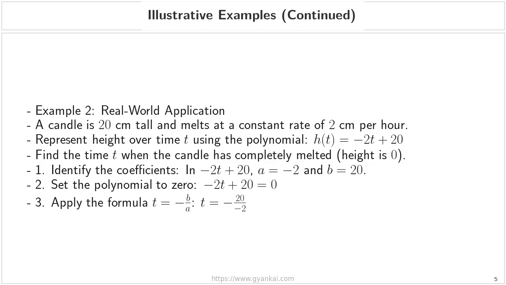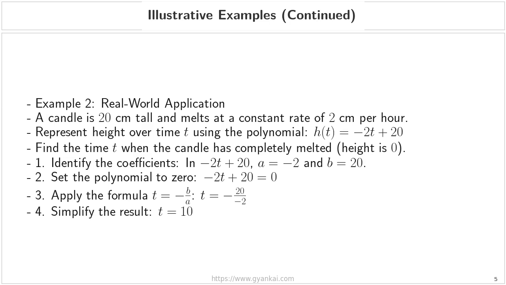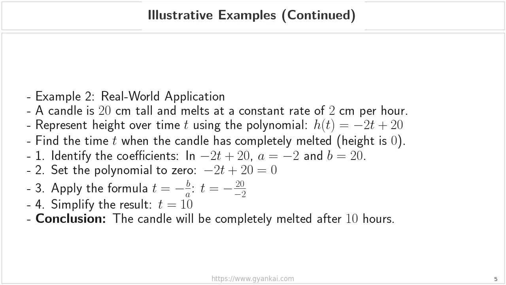When we substitute our values, we get t equals -20 divided by -2. When we simplify that division, the two negatives cancel each other out, and we are left with t equals 10. So, to conclude our calculation, we can determine that the candle will be completely melted after exactly 10 hours. As you can see, finding the 0 of a polynomial isn't just an abstract exercise. It helps us predict exactly when a change will reach its conclusion.